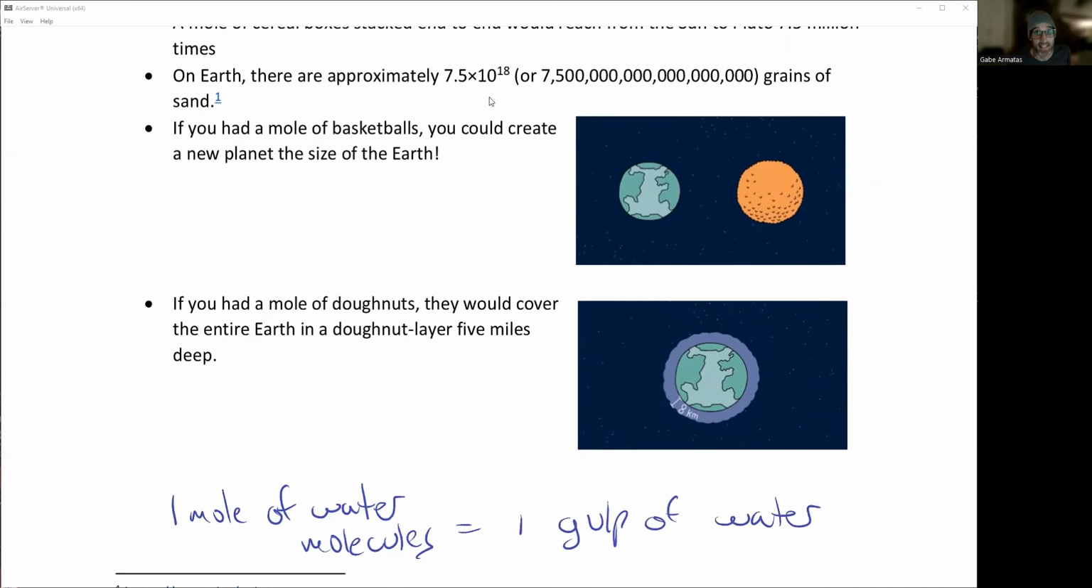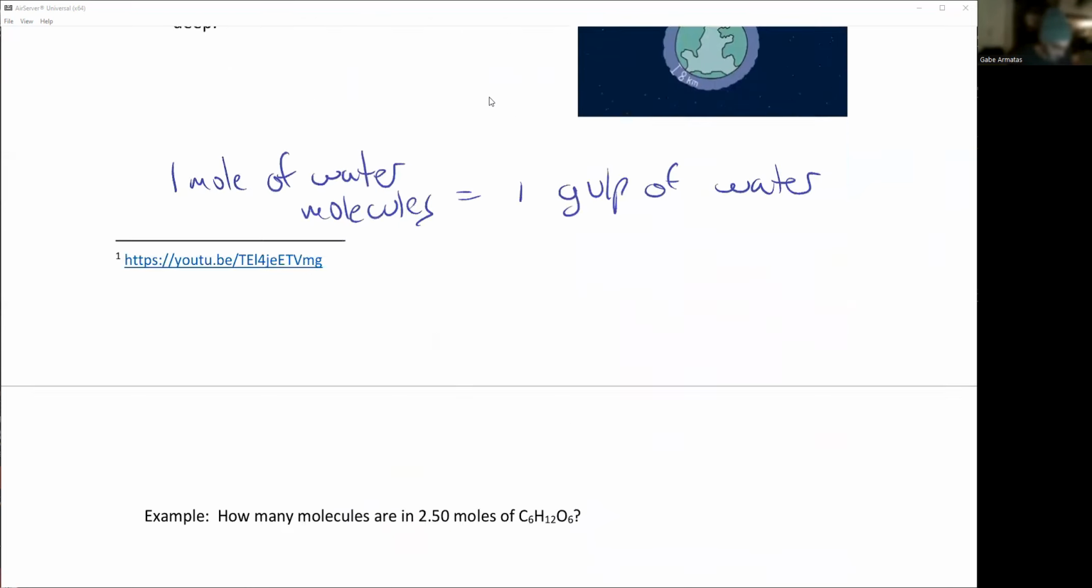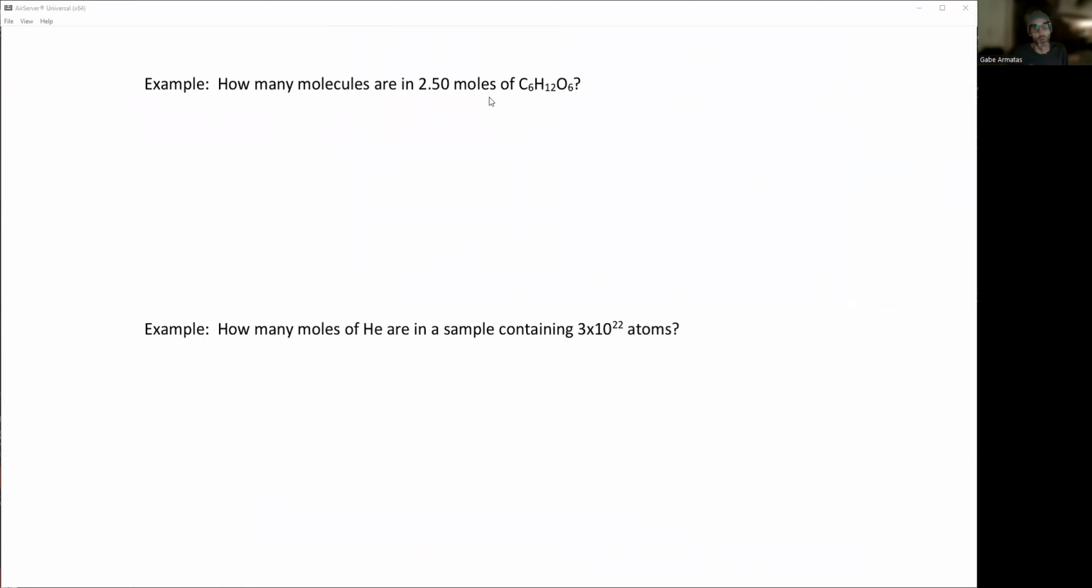So it's a massive number, but it's actually really small. I mean, in the molecular world, it's not that big. Okay, so let's talk about this. So this first one here, I'm going to do one example and let you guys do the other. In fact, I'm going to do the first two.